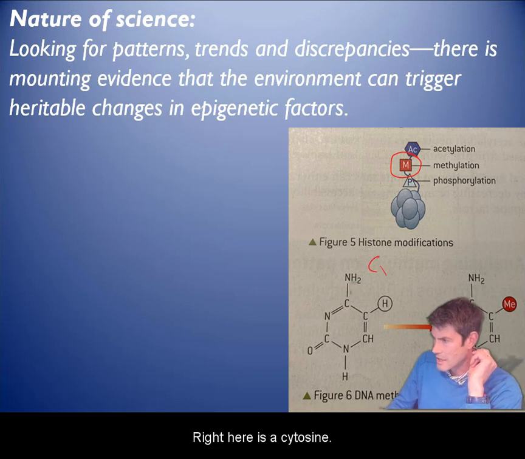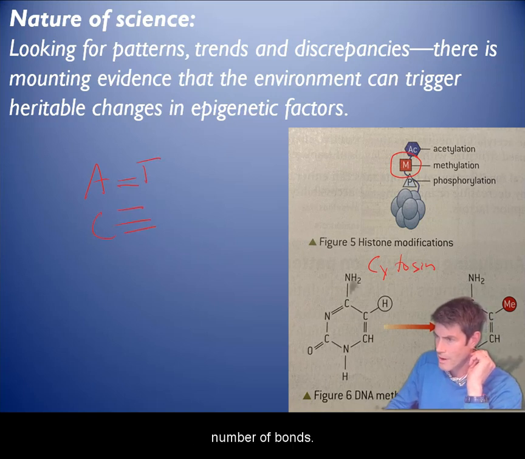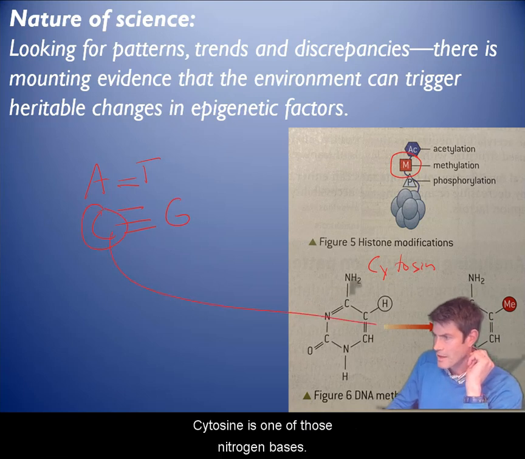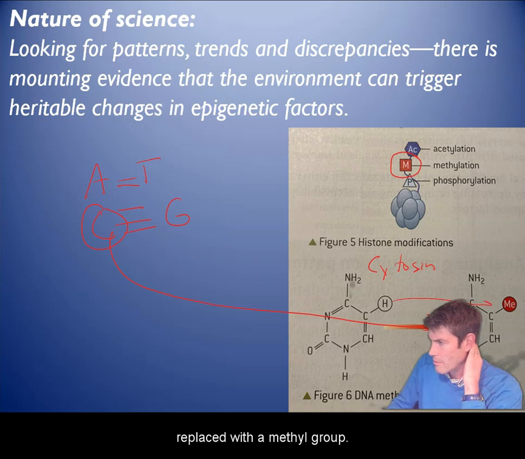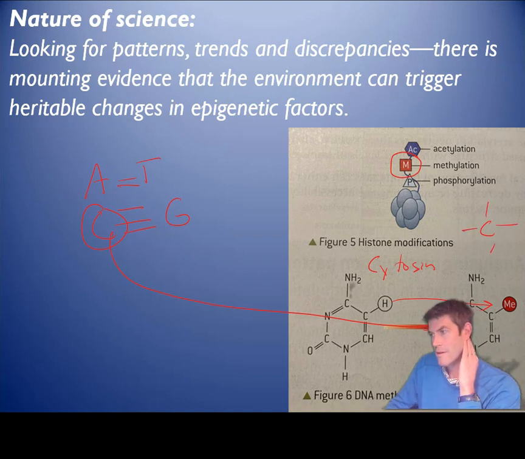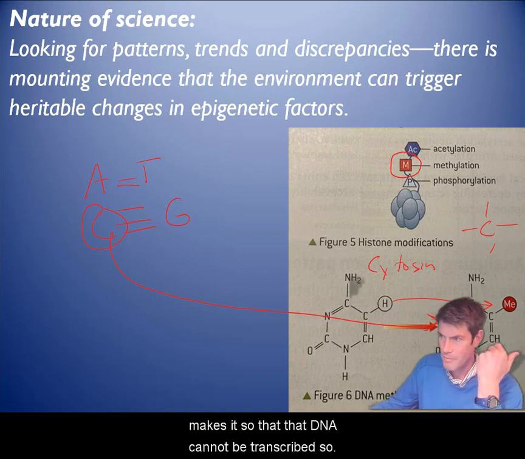Right here is a cytosine. Remember, you have A, T, C, and let me go ahead and do the proper number of bonds. Cytosine is one of those nitrogen bases, and what happens is a hydrogen right here is replaced with a methyl group. Remember, meth is one carbon with 4 hydrogens, and what that does is it turns off that DNA, and it makes it so that DNA cannot be transcribed.